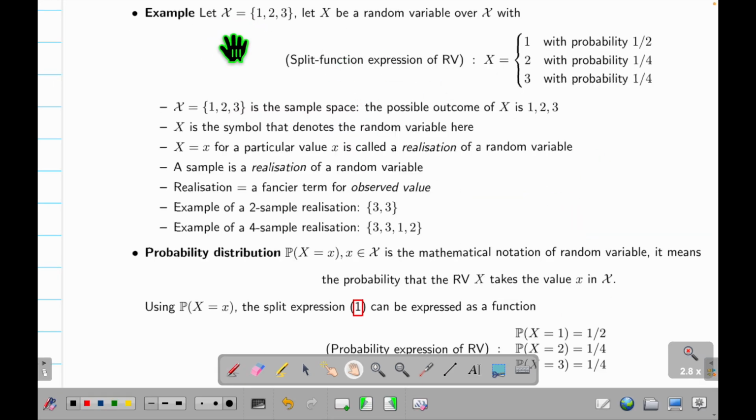And then let's say we go back to this example. The calligraphic X is the sample space. It means the possible outcomes of this random variable X are 1, 2, 3. Is it possible for X to give you 5? No. Is it possible for X to give you -6? No. So here, X is a symbol that denotes the random variable, okay? It's not a set. And then this capital X equal to the small x means that this random variable X is taking a particular value x. And this has a name called realization. A sample is called a realization of the random variable. A realization is just a fancier term for observed value. So for example, a 2-sample realization, that means we have 2 data points, 3, 3. And a 4-sample realization, for example, is 3, 3, 1, 2.